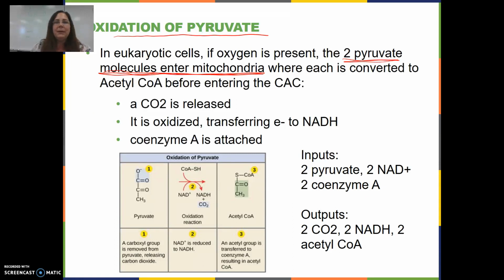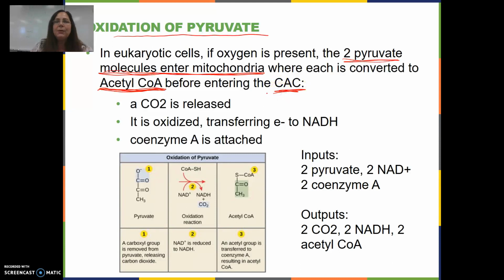But the two pyruvate molecules enter the mitochondria. So glycolysis occurred in the cytoplasm, and the rest of the metabolic pathways will occur in the mitochondria. And this is a very short but important chemical reaction. It's just a single chemical reaction. The two pyruvate molecules are converted into two acetyl-CoA molecules. CoA stands for coenzyme A. And then the acetyl-CoA is going to enter the citric acid cycle.